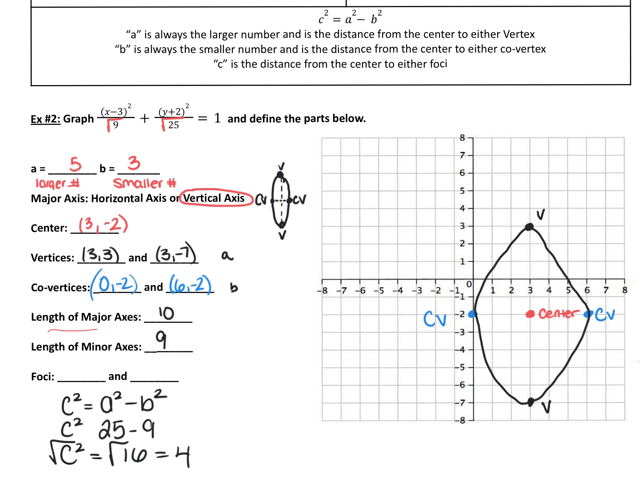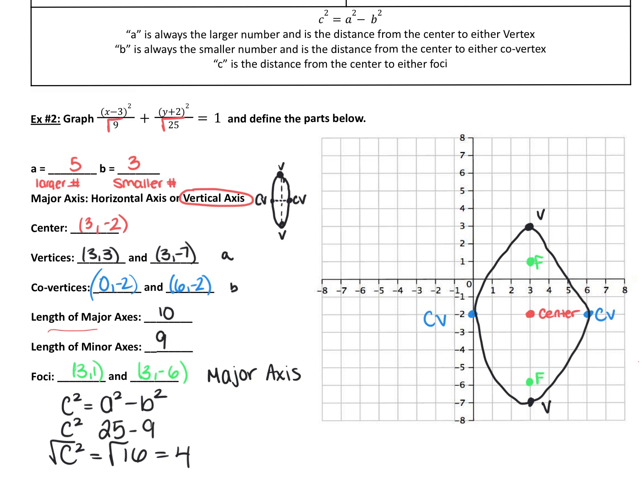So the foci lie on the major axis. So this time here, we're going to go up 4, down 4, and put our foci. So up 4 would be here. We could call that foci 1. And down 4 will be here, and we'll call this foci 2. So those coordinates here, this one is 3, 1, and this one is 3, negative 6.